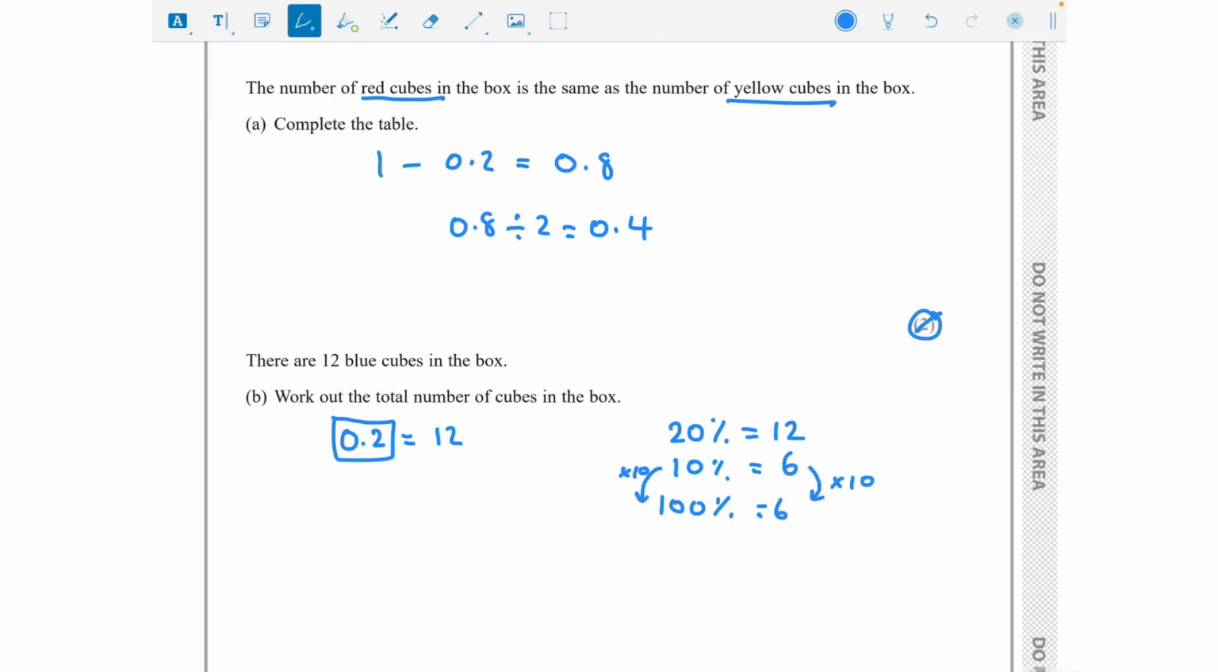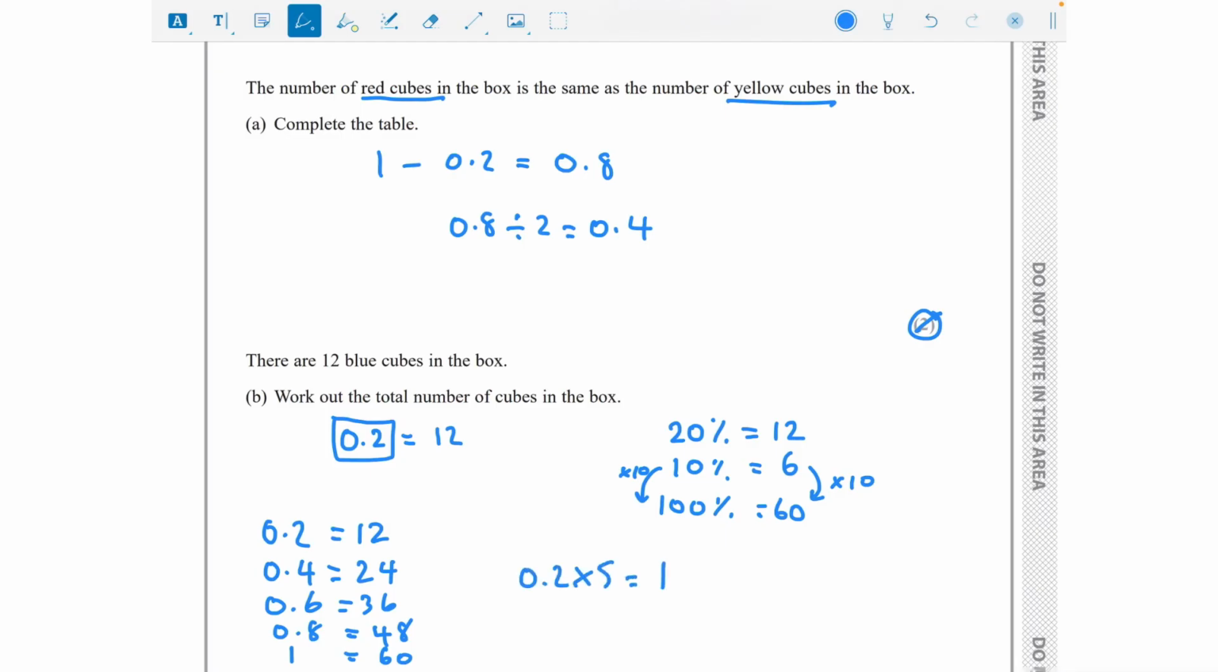And that is 60. Or you could say, okay, if 0.2 is 12, then 0.4 would be 24, and you could keep going. 0.6 is 36, 0.8 is 48, and 1 whole, all of the counters in the box, would add up to 60. Or you could do 0.2 times 5 is 1, so 12 times 5 is 60. Loads of different ways of working around it, but yeah, that's how I would do it.